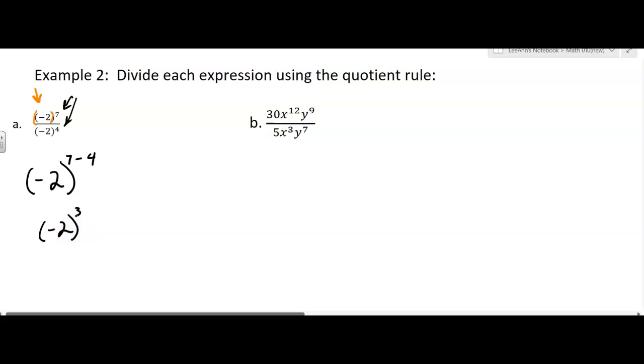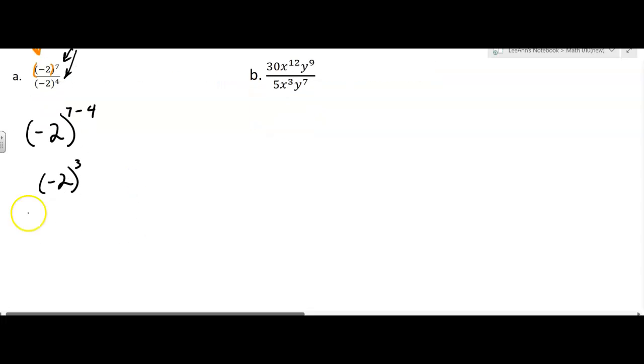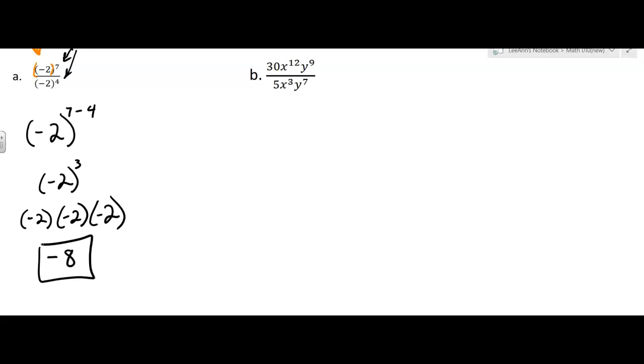Now, they're going to want you to multiply that out because it's a fairly small number. So you want to think either -2 times -2 times -2, which is going to be -8. Or you can think, well, 2 cubed is 8, but I have an odd number of factors, so I'm going to make it negative because a negative times a negative times a negative is going to be negative, okay? Very important, though, that we know that the answer is negative there.